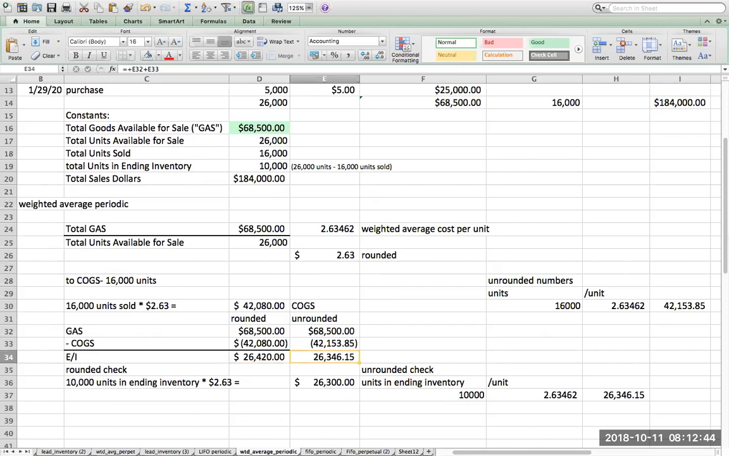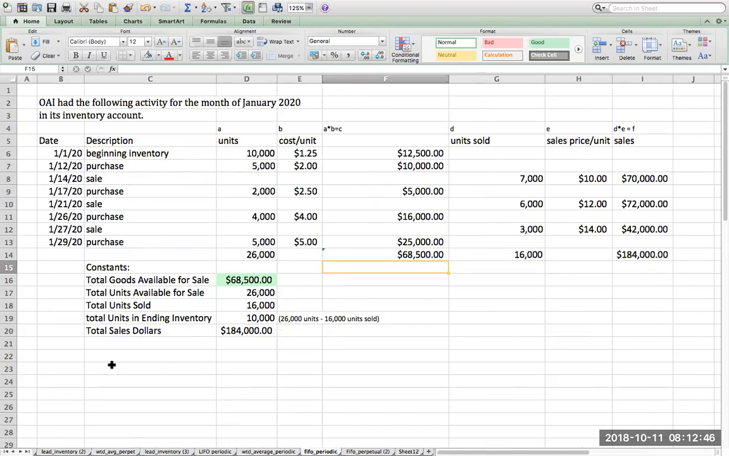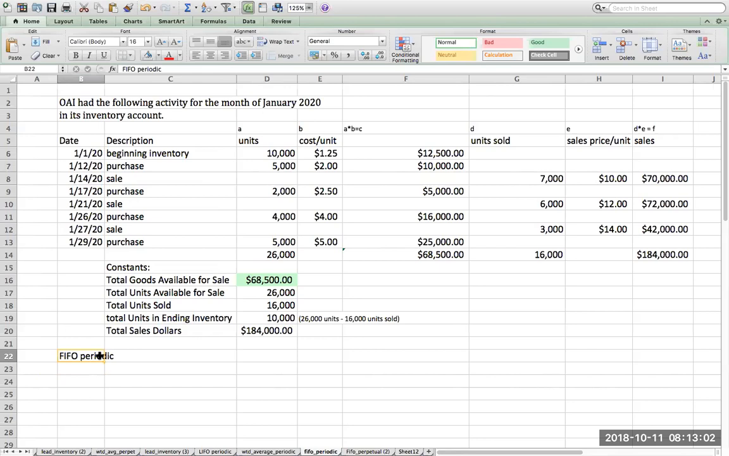Now what we're going to do next is move into FIFO periodic. With FIFO periodic, the first goods in are the first goods that are taken to cost of goods sold. So with FIFO periodic, first in, first out, and I need 16,000 units.